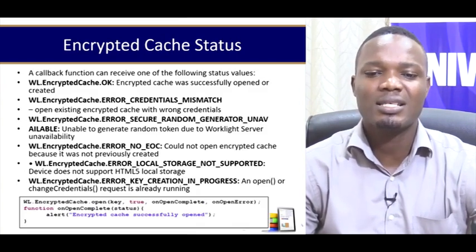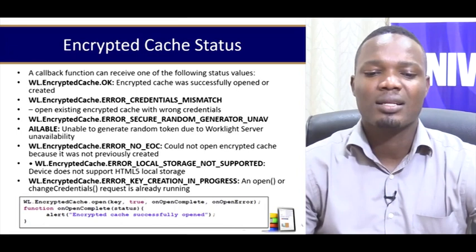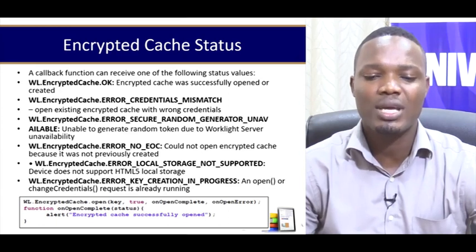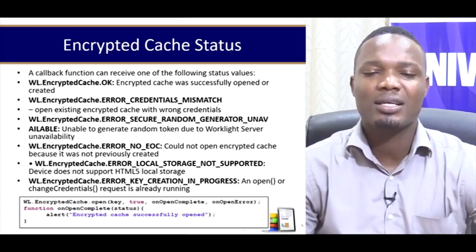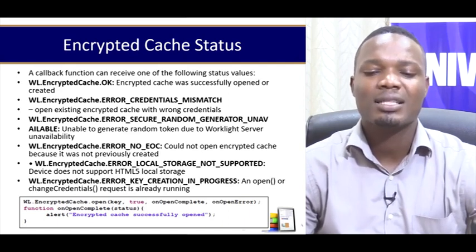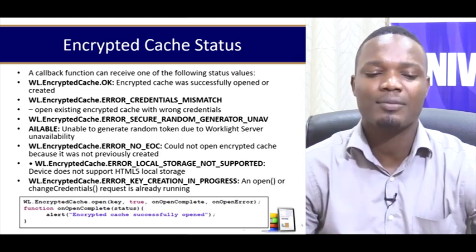There are several statuses that can be retrieved from opening the encrypted cache. This will tell you whether it was successful or an error occurred. We want to take a look at the several types of statuses that could result. The first one is the WL encrypted cache.OK. This gives us a success signal that it was successfully opened or created.